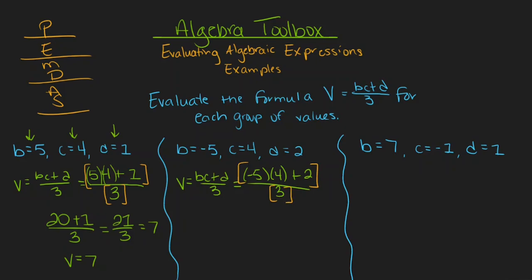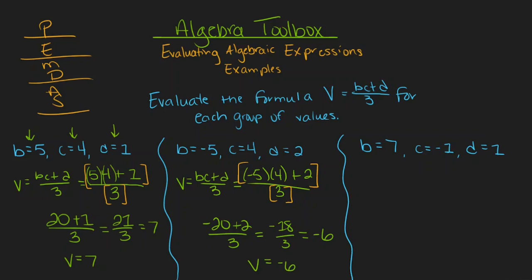Once again, I'll have to start with the multiplication in the numerator because multiplication always gets completed before addition. So negative 5 times 4 gives me negative 20 plus 2 all over 3. Now I can do that addition, so negative 20 plus 2 is negative 18 over 3. And now that I've gotten both the numerator and the denominator to a single number, I can actually do the division, and negative 18 divided by 3 is negative 6. So when I change the values of b, c, and d to negative 5, 4, and 2 respectively, now v equals negative 6. Let's take a look at one more group of values.